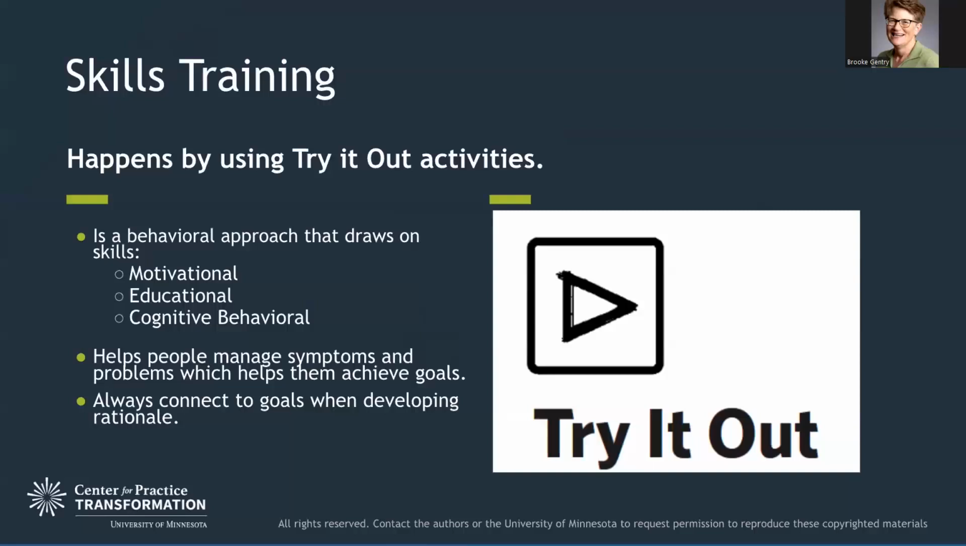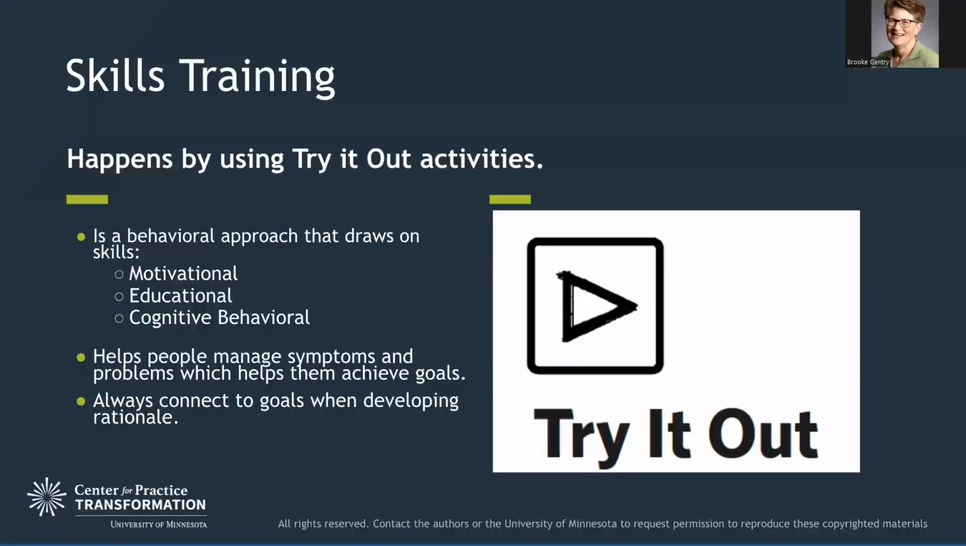So this skills training and try it out is our way of practicing in session with clients, so they're much more likely to do it outside of session or outside of care or treatment. It shows up starting in module 5, coping with stress, and all throughout the rest of the manual. It draws on those motivational, educational, and cognitive behavioral skills, and it really helps people to do in session and then be able to do outside.